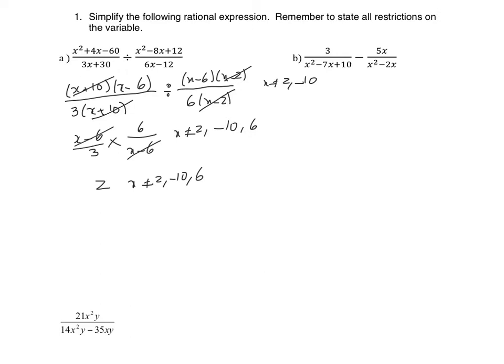For the second one, I'm going to do the same thing as I did before. So I'm going to write 3 over x squared minus 7x plus 10, two numbers whose product is 10 and add up to negative 7 are negative 5 and negative 2. So I can write this one as x minus 5, x minus 2, minus 5 over x squared minus 2x, and then I can factor out x, so I get x times x minus 2. Now by looking at the denominators, you can see that x cannot be 5, 2, 0, and 2. So x cannot be 0, 2, and 5. 0 is because of this x, 2 is because of x minus 2, and 5 because of x minus 5.